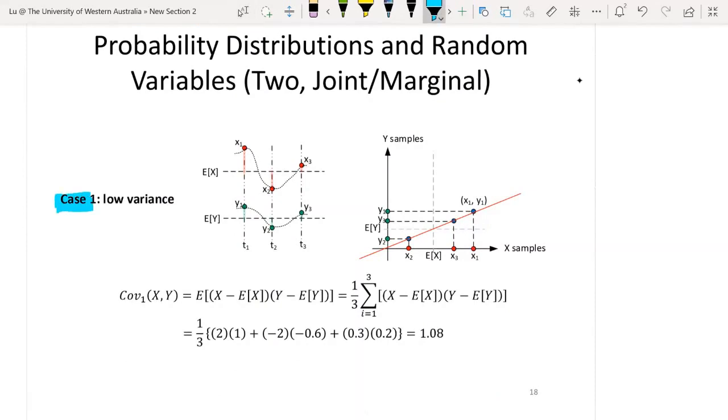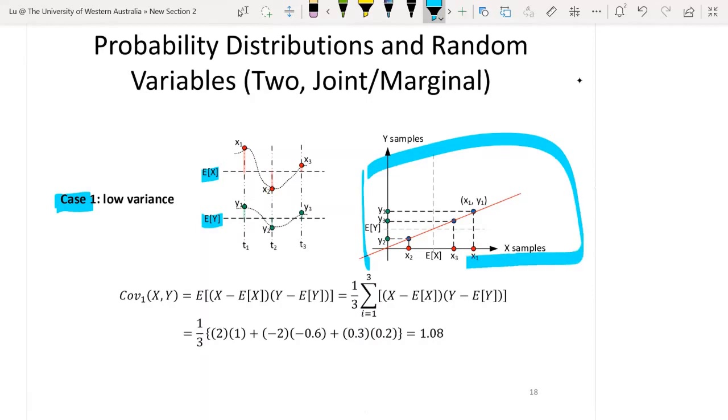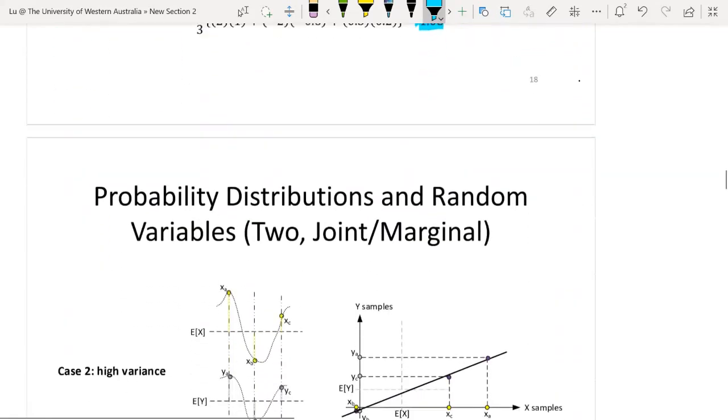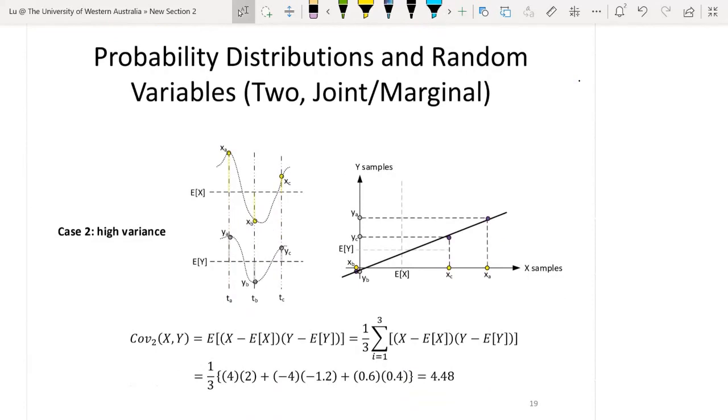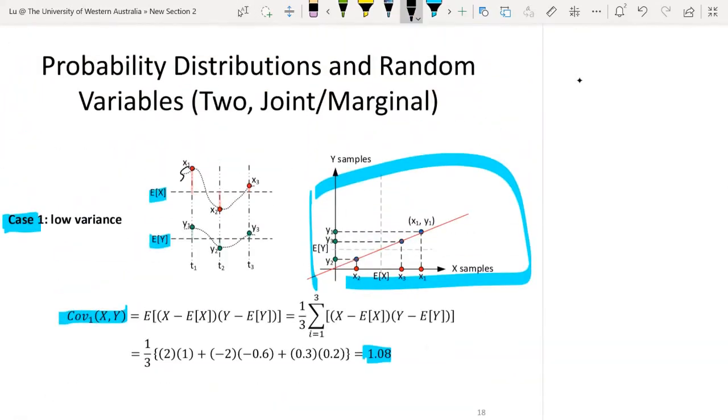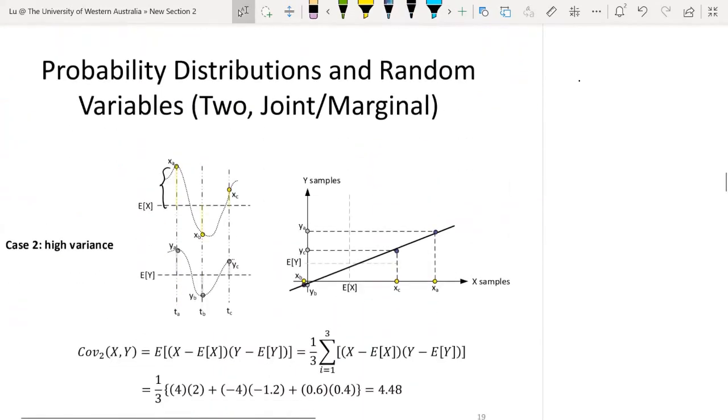In case 1, we have x and y, two random variables, and based on this graph, we are able to evaluate that the covariance in this case is roughly 1.08. But in case 2 here, I'm using the same notations x and y, but actually the sample values are different. For example, in case 2 you can see this sample is pretty far away from the mean value of x, but in this case, this x1 sample is closer to the mean value. So the samples are different. You can treat them as two groups of random variables, whatever.